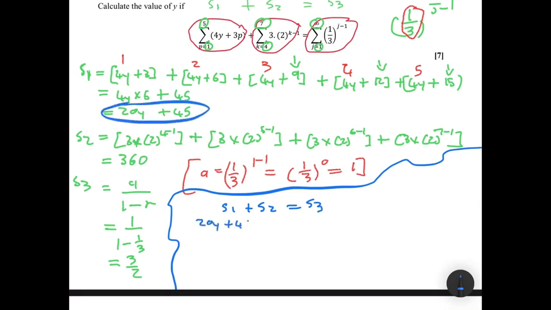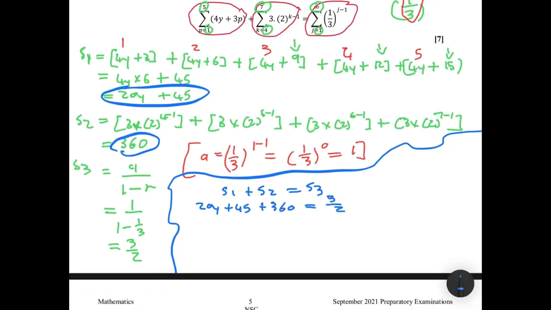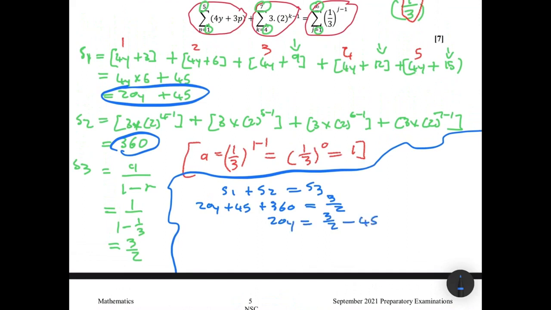20y plus 45. S2 is here, 360. So we have plus 360. And then S3 is 3 divided by 2. So if we want to find y, we are going to say that 20y is equal to 3 divided by 2 minus 45 minus 360, right?